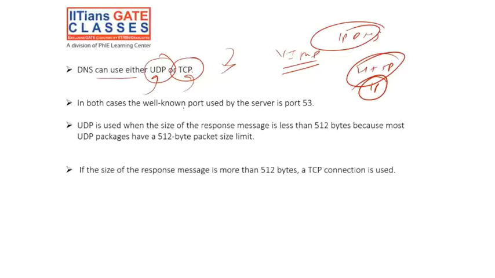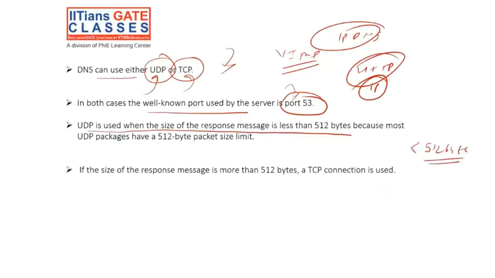So in both cases, a well-known port is used. Which port number is used at the transport layer? Port 53 is used by DNS, right? UDP is used when the size of the response message is less than 512 bytes. If the response message is less than 512 bytes, then fine. If it is greater than or equal to 512 bytes, then TCP connection is used. All right, this way we are distinguishing between UDP and TCP.